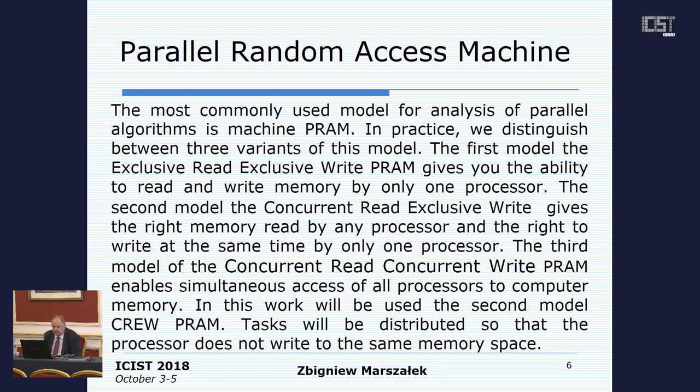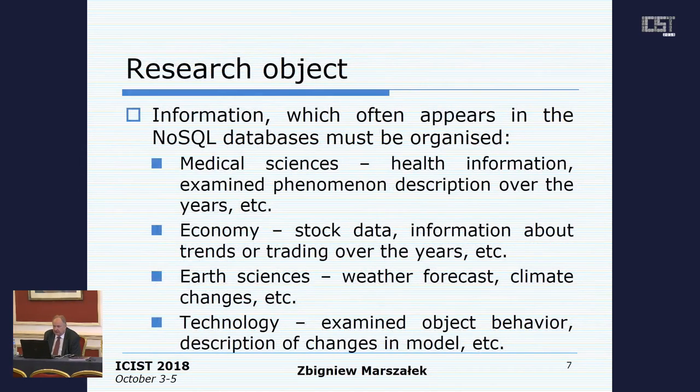Parallel random access machine. The most commonly used model for analysis of parallel algorithms is the PRAM. In practice, we distinguish between three variants of this model. The first model, exclusive read exclusive write PRAM, gives the ability to read and write memory by only one processor. The second model, concurrent read exclusive write, allows memory to be read by any processor and written at the same time by only one processor. The third model, concurrent read concurrent write PRAM, enables simultaneous access of all processors to computer memory. In this work the second model, CREW PRAM, will be used. Tasks will be distributed so that processors do not write to the same memory space.